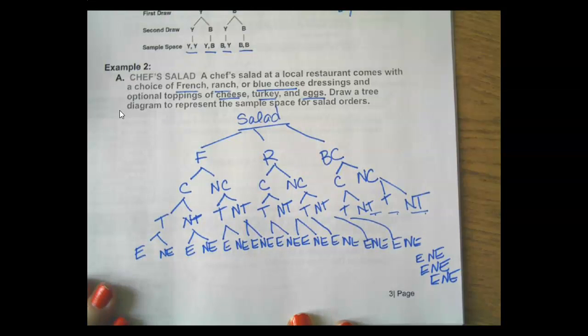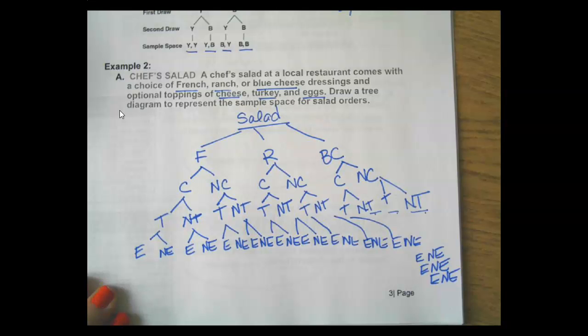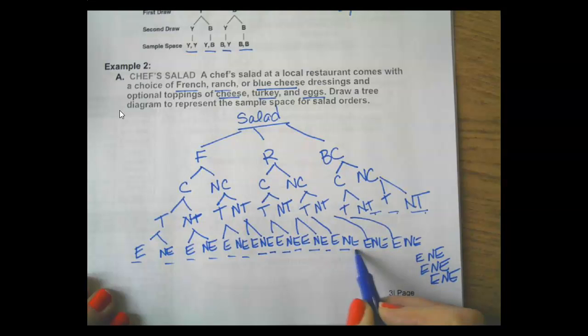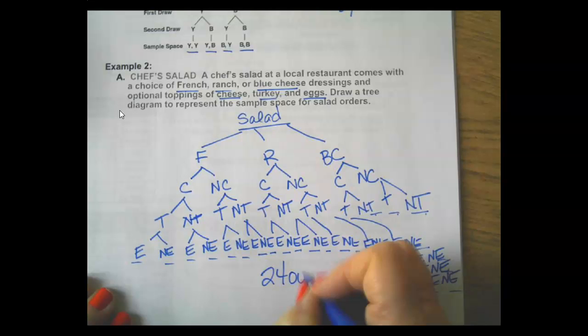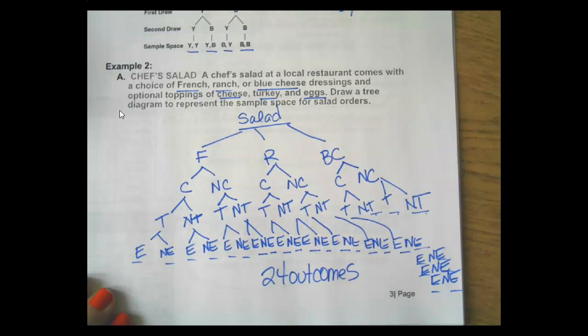Okay, so what are we counting? Oh, we're just drawing the tree diagram. So you can actually see how many outcomes there are. There were 1, 2, 3, 4, 5, 6, 7, 8, 9, 10, 11, 12, 13, 14, 15, 16, 17, 18, 19, 20, 21, 22, 23, 24. 24 outcomes? Wow. All right, so that's how you make a tree diagram.